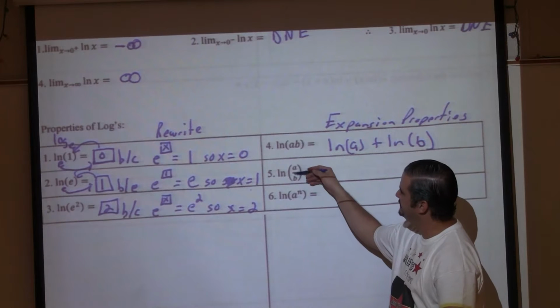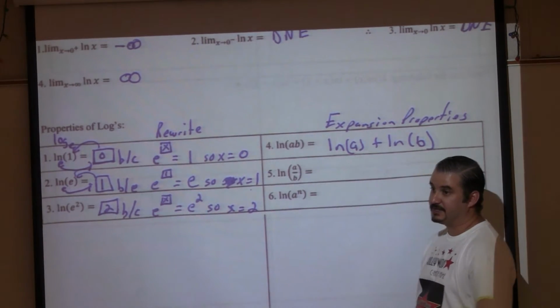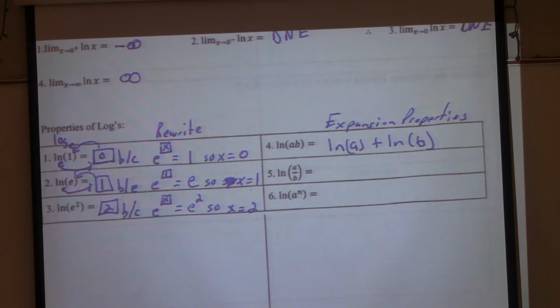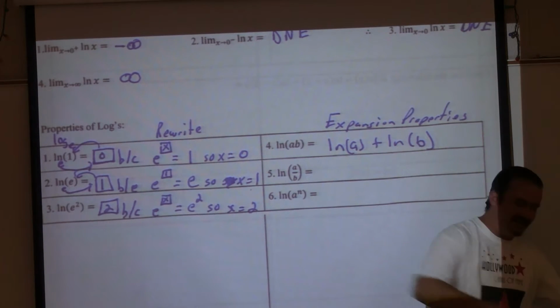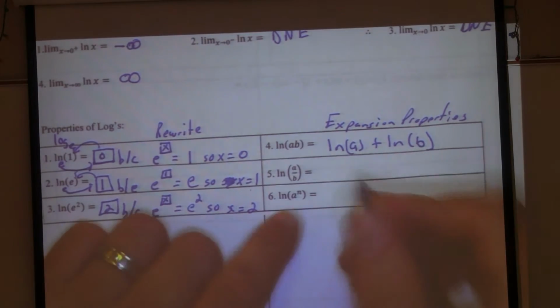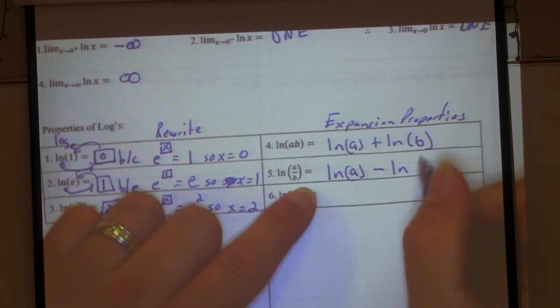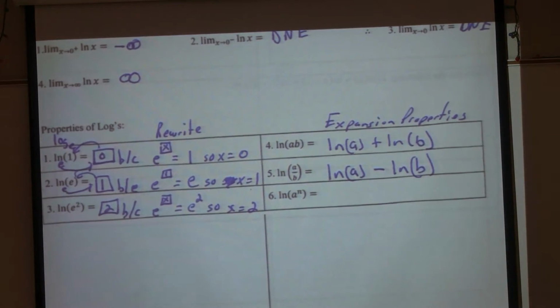What's happening here? We're dividing, right? So when you divide, you subtract the exponents. Remember we did the lawnmower? When you divide, subtract the exponents, yeah? So this would be ln of a minus ln of b. So when you're expanding, you're rewriting the problem as more than one logarithm, okay?